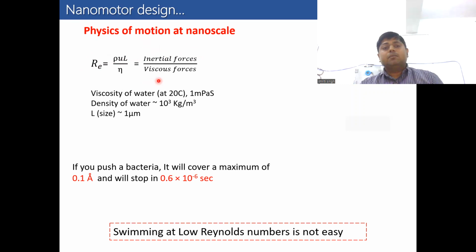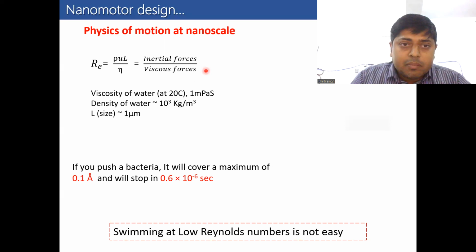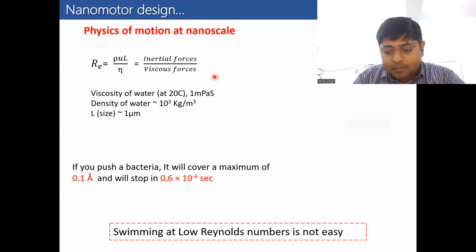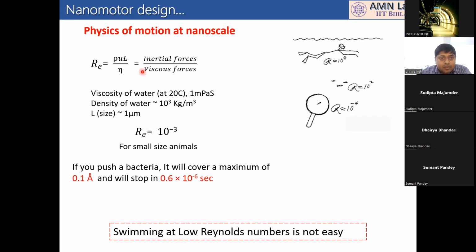This is the quantitative way to understand it. What actually is happening is inertial forces are becoming ineffective. It means Newton's laws of motion that you use for understanding the motion will not work at this scale. The problem is, all the motors basically use the third law or second law to provide the motion to these objects. That will not work.